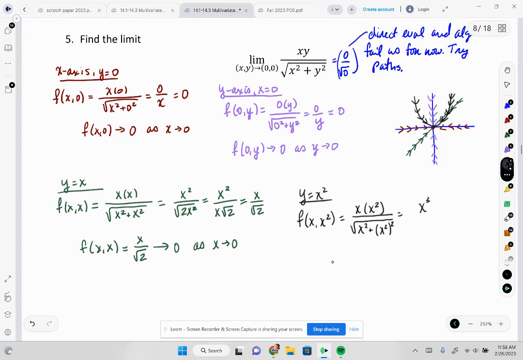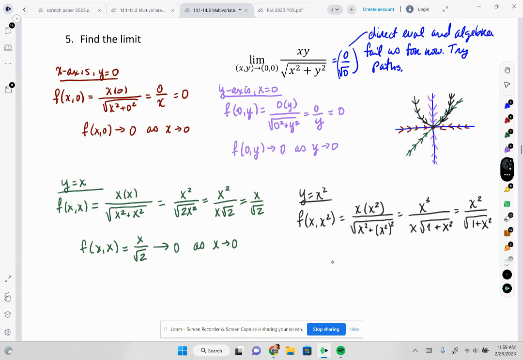This gives us x cubed. And then in the denominator, there's an x squared in common that we can factor out and take the square root of. On the outside, it'll be an x, and inside we'll be left with a 1 plus an x squared. This simplifies one more step. We get x squared over the square root of 1 plus x squared.